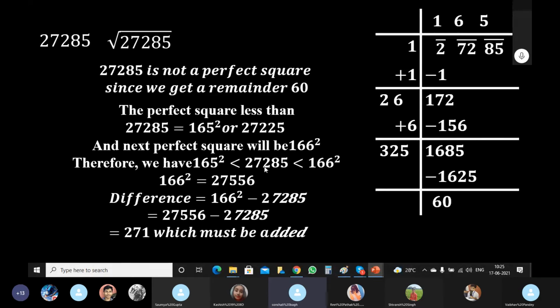Then we will check the next perfect square. Which will be the next number for getting the perfect square? Obviously we have to square the next number, so that's 166. That means our number lies between 165 square and 166 square. Yes or no?